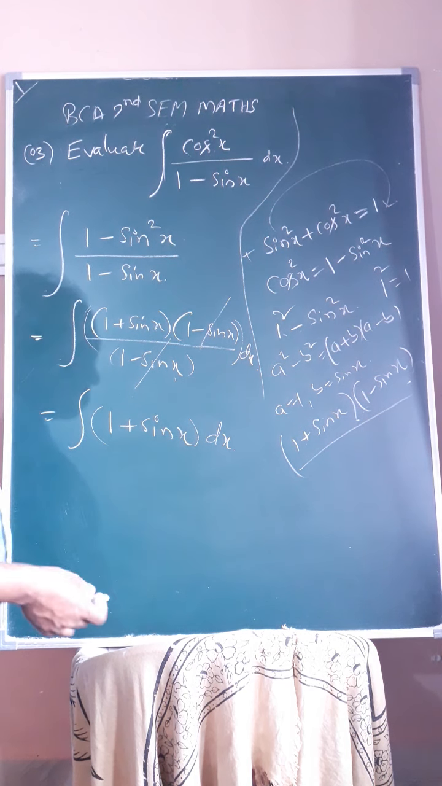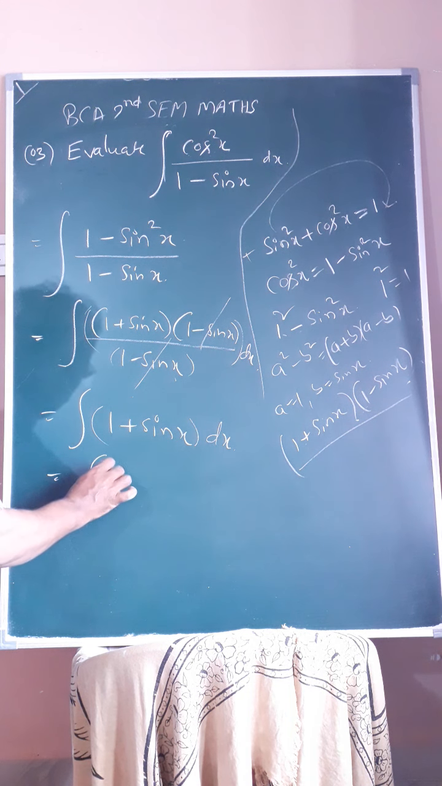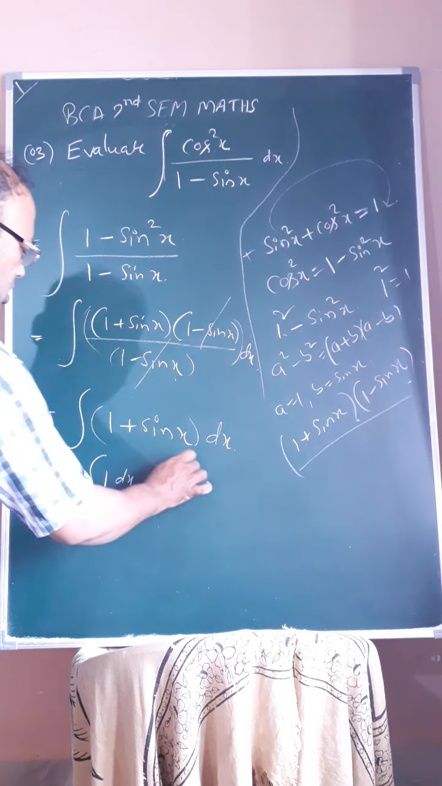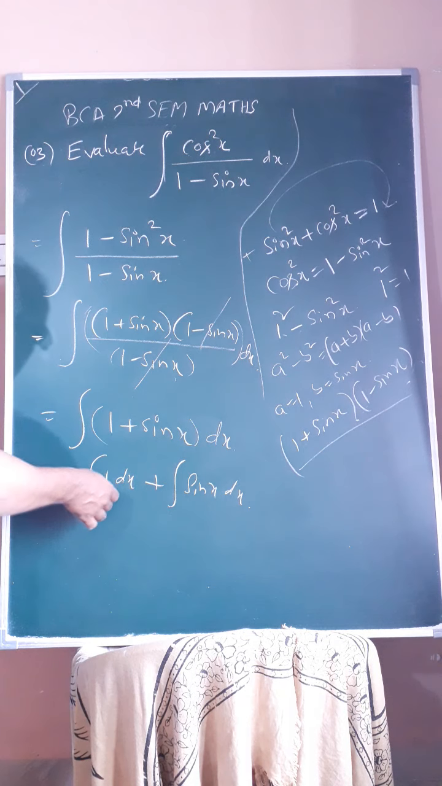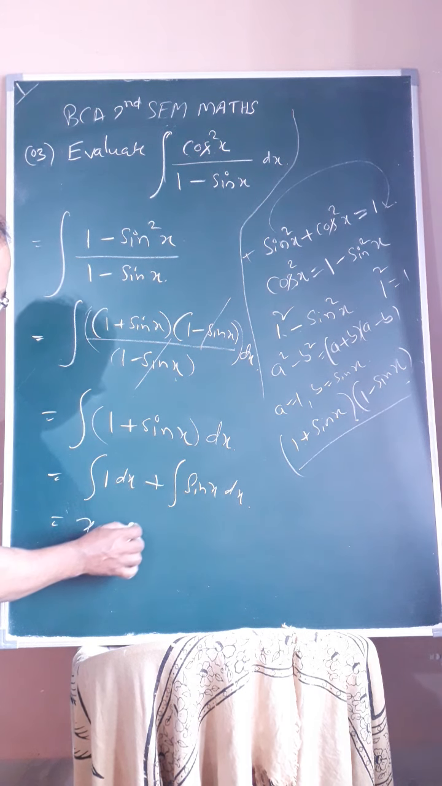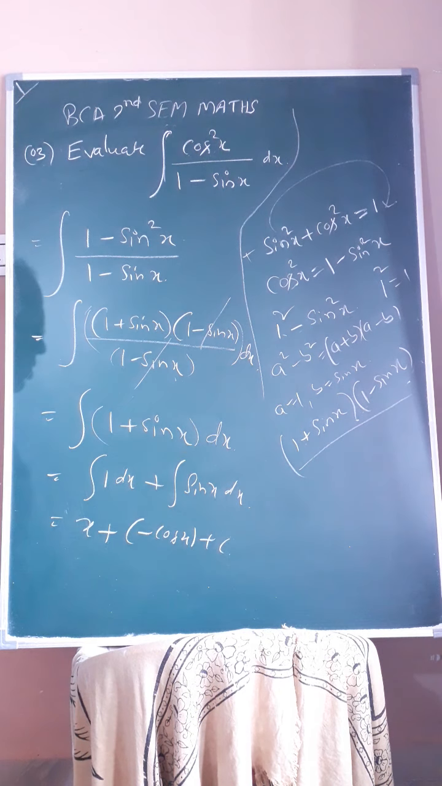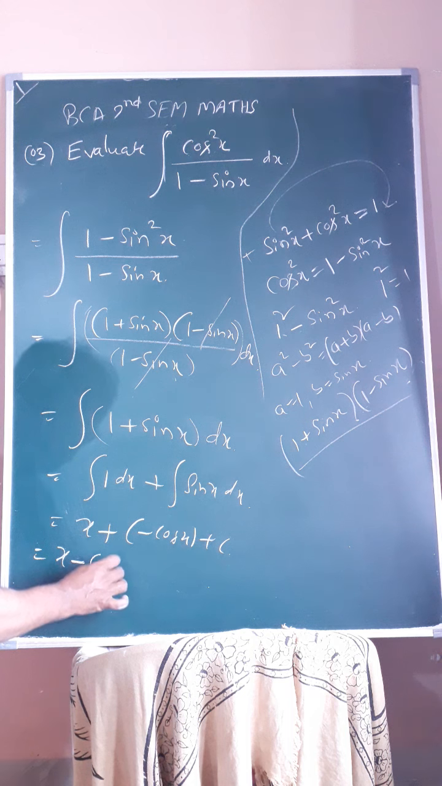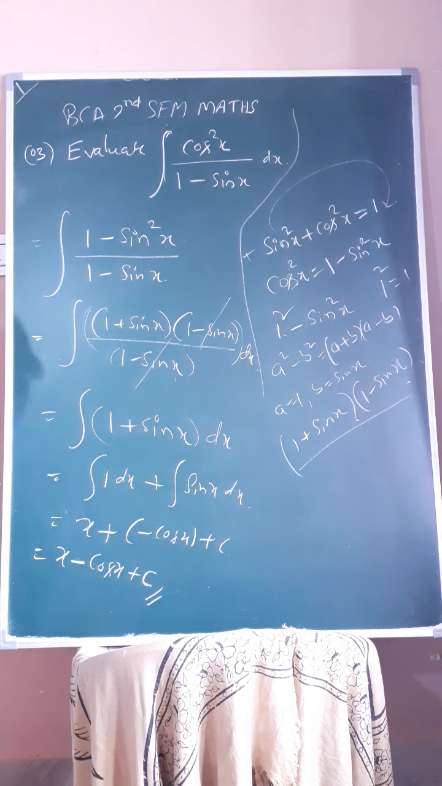Now split the terms. Apply the integration symbol to each term. That is integration of 1 dx plus integration of sin x dx. Integration of 1 is x, plus integration of sin x is minus cos x, plus c. Minus into plus is minus, so x minus cos x plus c. This is the answer.